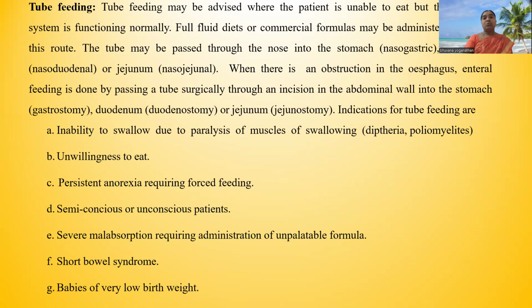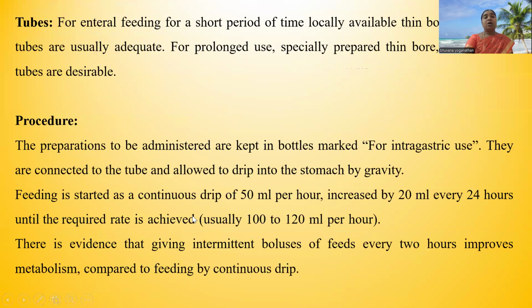Tube feeding may be indicated for a patient who is unable to swallow or unwilling to eat, persistent anorexia due to force feeding, a semi-conscious or unconscious patient, severe malabsorption requiring administration of an unpalatable formula, a short bowel syndrome patient, and a baby with low birth weight. The tube should be very thin. Tubes are usually adequate, and prolonged use of specially prepared tubes is desirable.